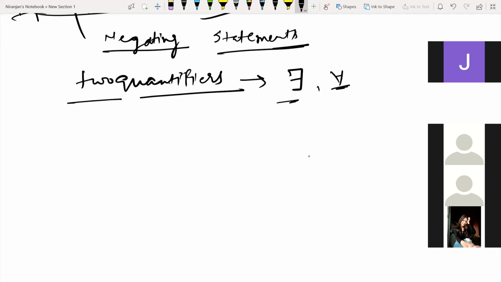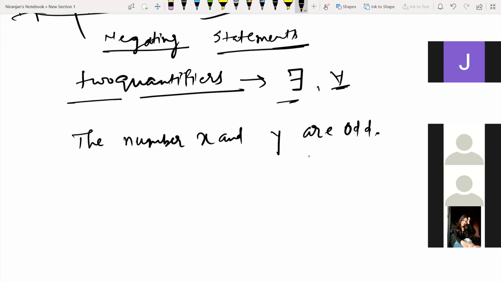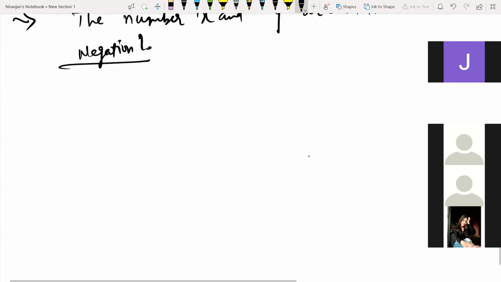Now, let me give you an example. If I say that numbers X and Y are odd, this is a simple statement. Now, how do you negate this?